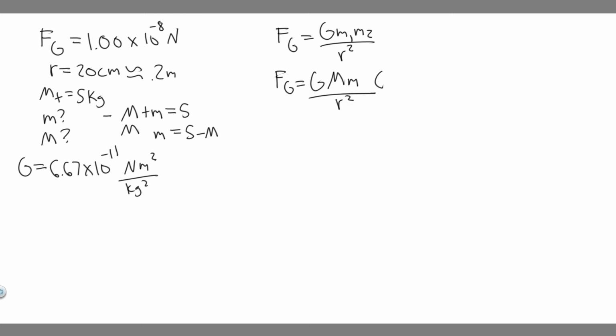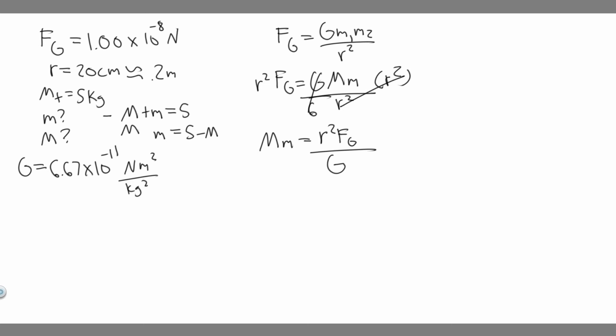But what we want to do is get it in terms of M and m. So if I multiply both sides by r squared, and then go ahead and divide by G. Keep in mind I'm dividing by G, so you're just going to have large M times m on one side, and then you're going to have r squared times F sub g over G, so the gravitational force divided by the gravitational constant.